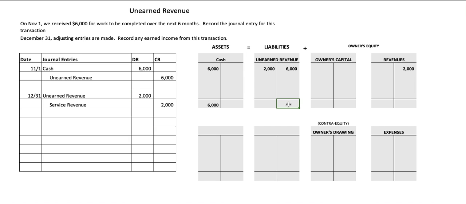So at the end of the year, the balance in the liability account is $4,000. That's going to show up on the balance sheet as a liability. Remember, unearned revenue is a liability. And then $2,000 of service revenue will show up on the income statement.